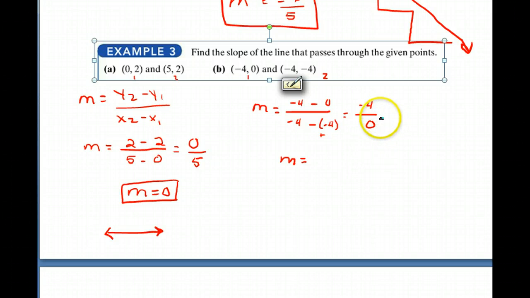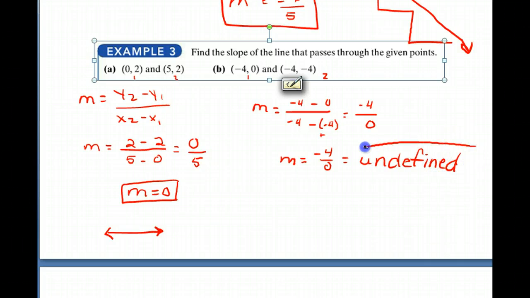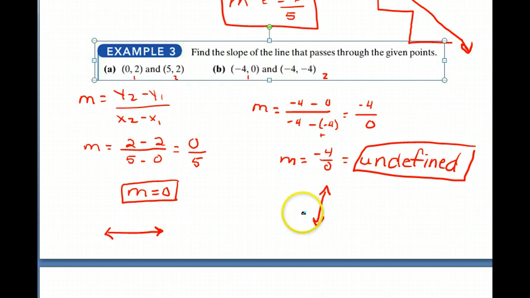Now some of you may have gotten to this point and got your answer. Some of you may have recognized that we're not allowed to divide by 0 and thought that you did something wrong. Others may have just stopped here to see what we do next. When you get this answer where you have -4 over 0, that means that your slope is undefined. That is your answer. The reason that it's undefined is because we cannot divide by 0. What that technically means is that we have a vertical line.